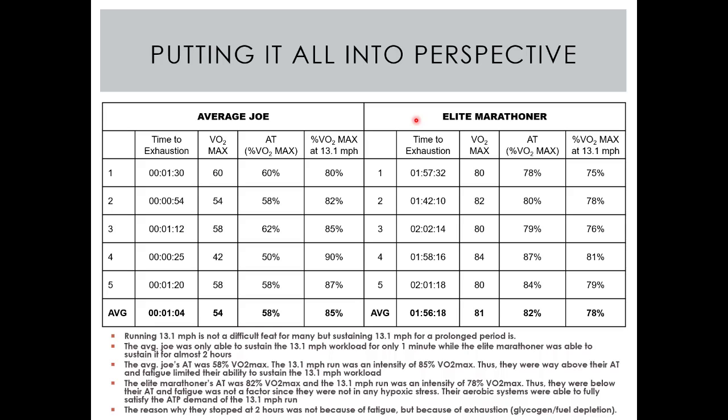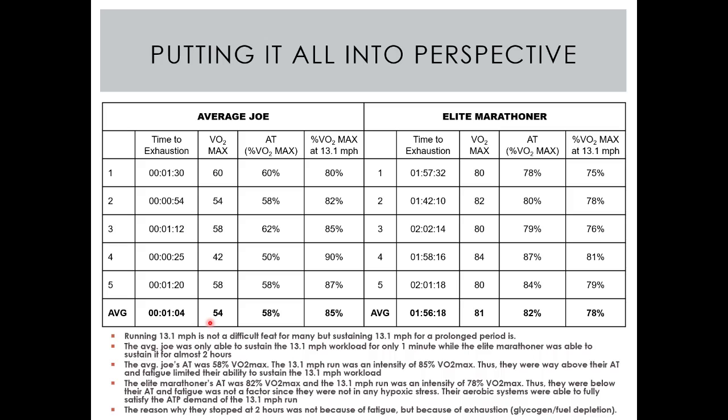Of course, as you can expect, their VO2 max, which again is a measure of aerobic capacity, was significantly greater than the average Joes. On average, the VO2 max of the elite marathoners was 81 milliliters of oxygen per kilogram of body weight per minute, which is significantly greater than the 54 average for the average Joes. But as we know, VO2 max is only one factor of aerobic power, meaning it's not the only important factor for endurance performance.